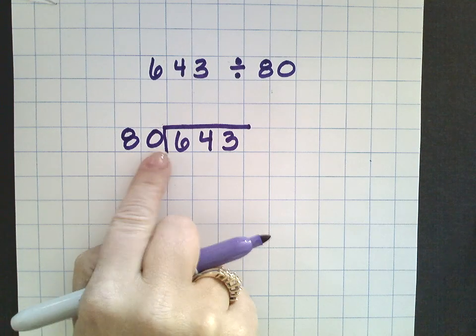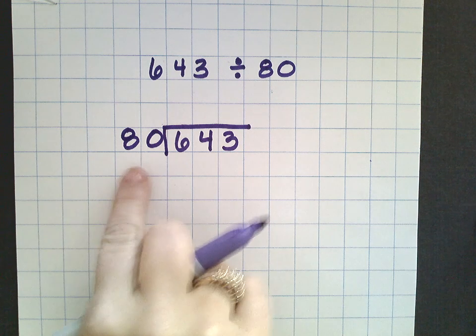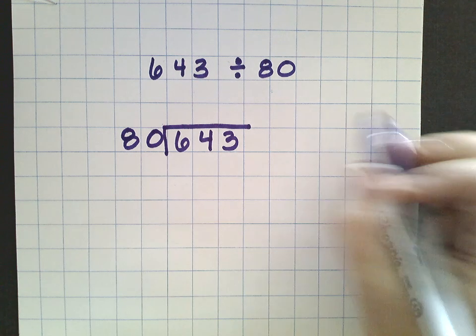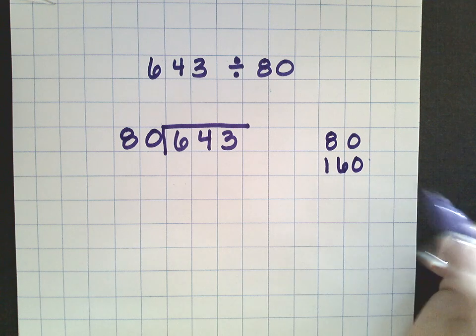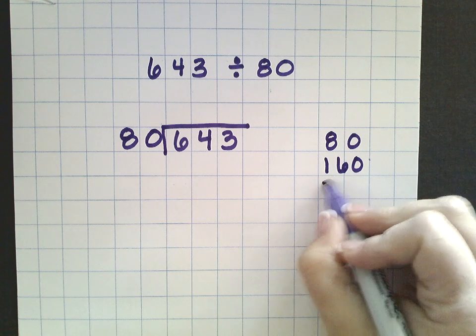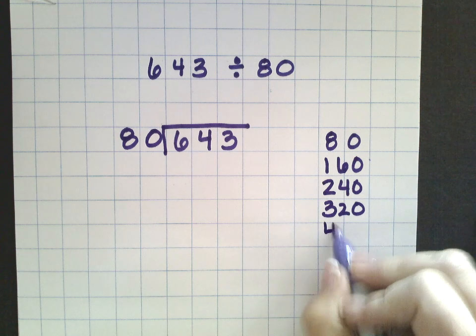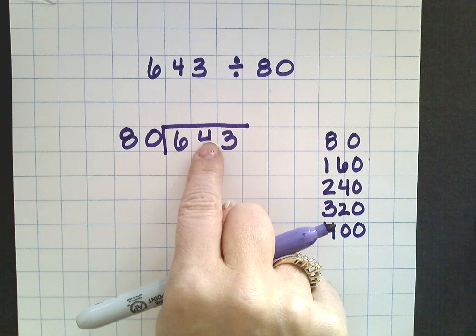And so for 80, I'm going to use my 8 facts to list those out. I know that's facts that we struggle with, so use your division chart or your multiplication chart to help you. But we got 80, 160, 240, 320, 400. I'm going to keep going because I noticed that this number is pretty large.